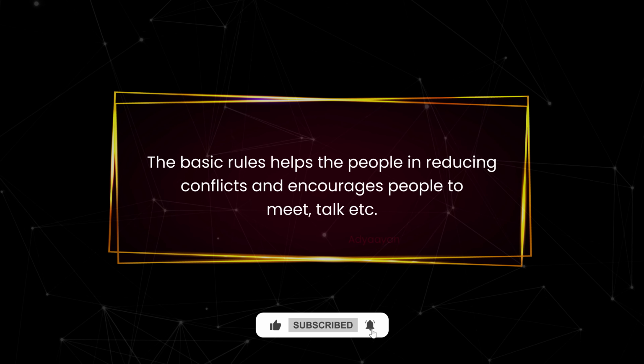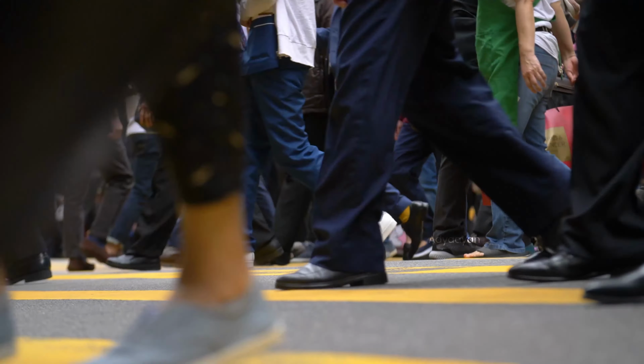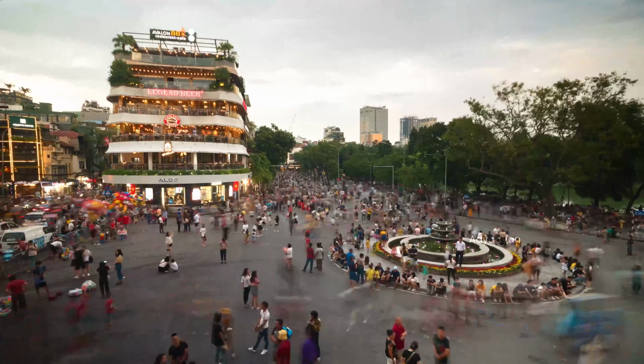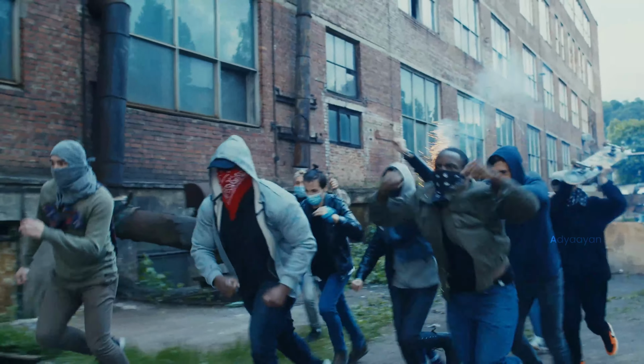If there are no basic rules, there will be no order in the society. If there is no order, the society will be in jeopardy. That is, people do whatever they want, which may create disturbance to others. Let us understand this with an example.